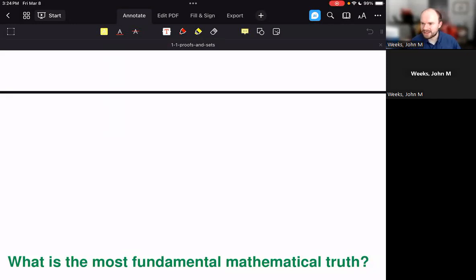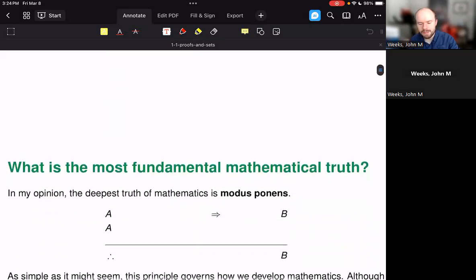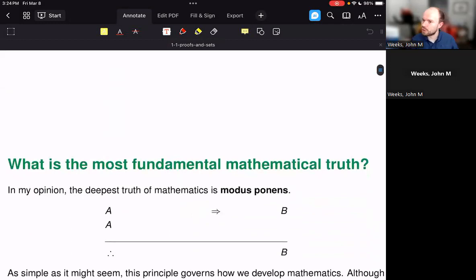Now, some people here are going to say 1 + 1 = 2, and others are going to say that if you know one thing and then know that it implies this other thing, then what are the kinds of connections that you can make there? More logical connections. And I tend to fall into this latter camp. I tend to believe that the modus ponens is the deepest truth of mathematics.